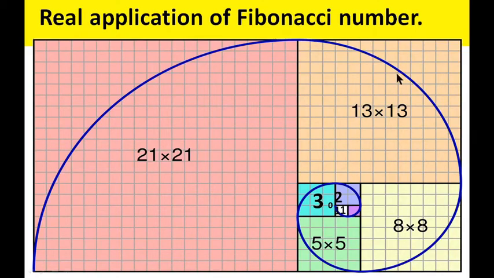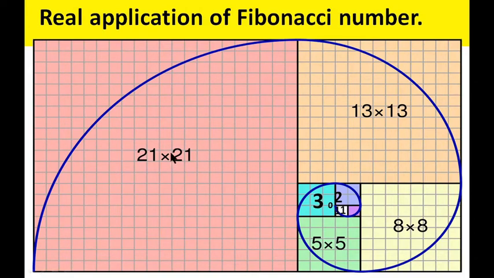Real application of Fibonacci numbers. If we observe the picture here, we can see just one square, and then here 2. If we add 1 and 2, we can get 3. And if we add 3 and 2, we can get 5. And if we add 5 and 3, we can get 8. And if we add 8 and 5, we can get 13. And then if we add 13 and 8, we will get 21.